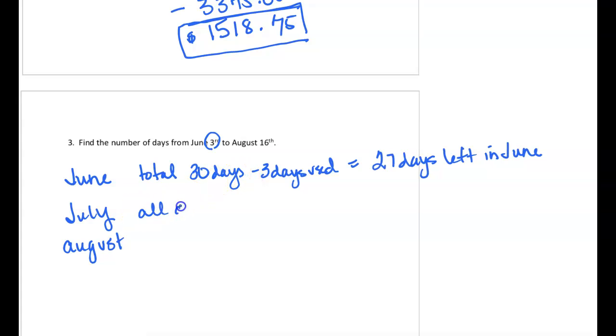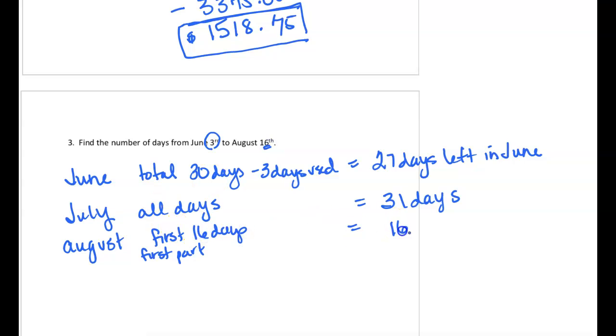In July, we're going to use all the days of July. And in July, there are 31 days. In August, we're only going to use some of the days, but we're going to use the first part of the month. And so we want days 1 through 16. We want the first 16 days. So putting together the 27 days that are at the end of June, the 31 days in July, and the 16 days in August, I have a total of 74 days between June 3rd and August 16th.